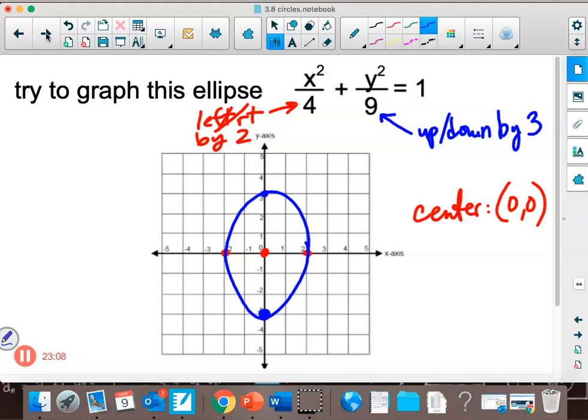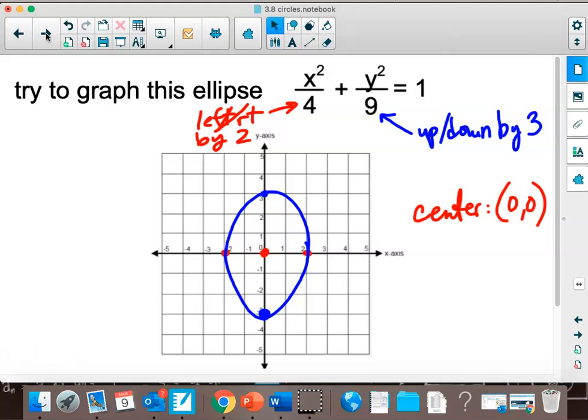Now, what about the 1? What does the 1 do? So the 1 doesn't do anything. A circle and an ellipse are two types of what we call conic sections. The reason they're called conic sections is because if you take a cone, does everyone know what a cone looks like? Okay, if you take a cone and you slice it, depending on how you slice it, you end up with different shapes.